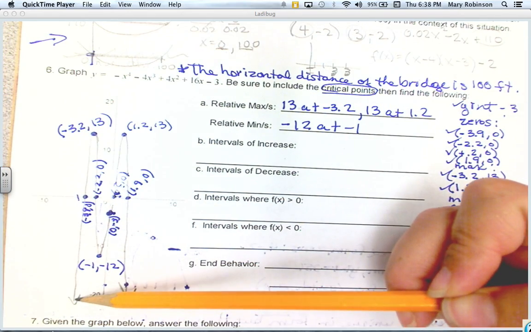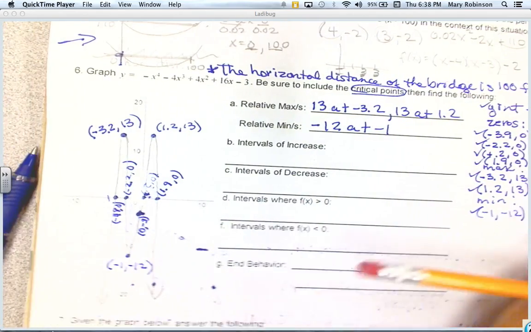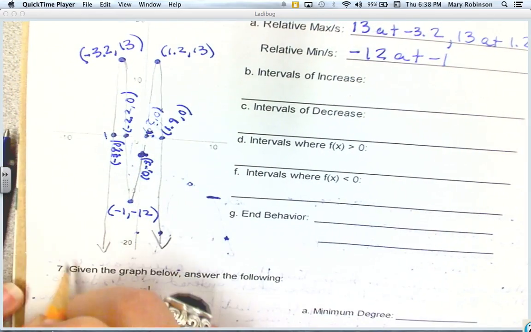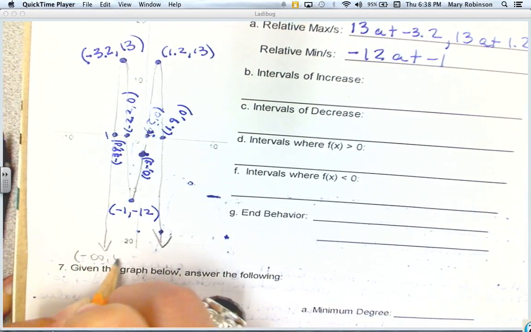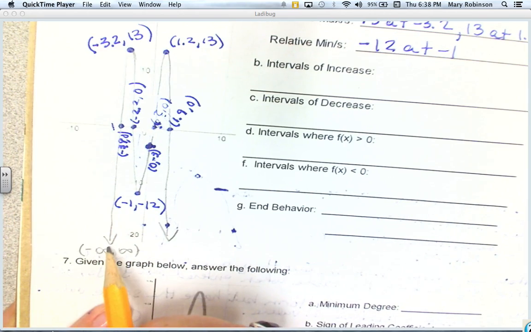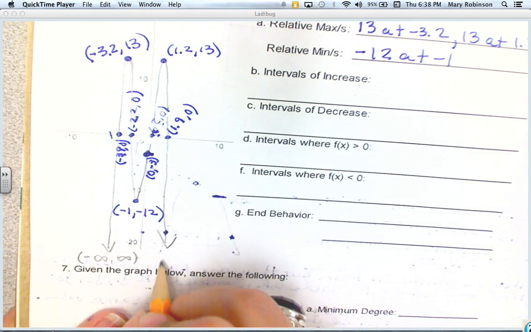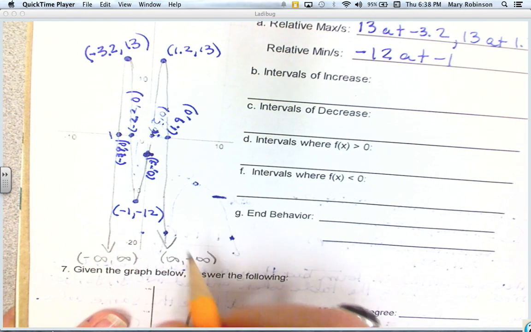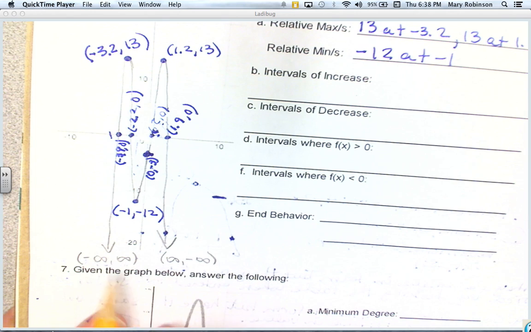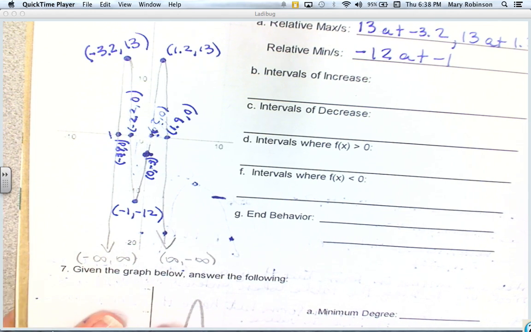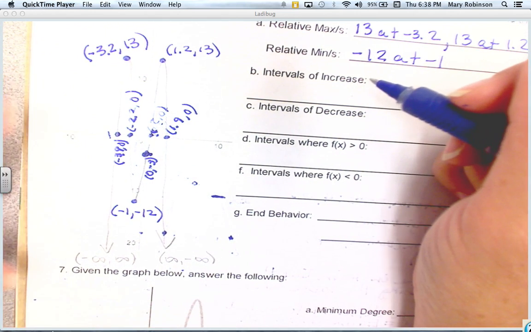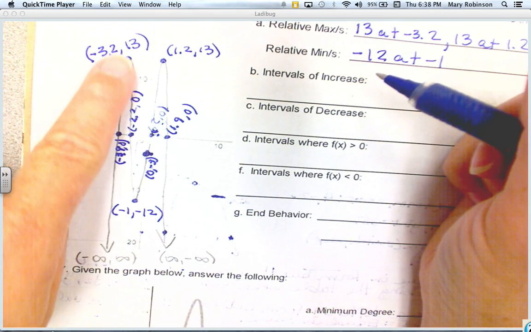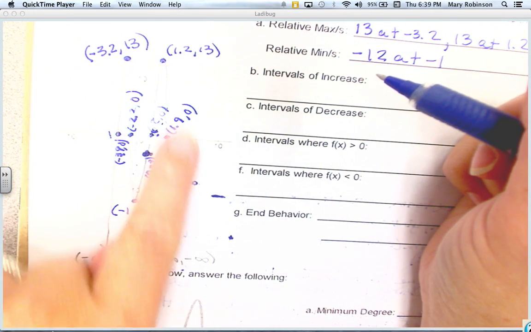So if we start left, we're actually coming from where x and y are both negative in quadrant 3, and we will end up where our x's are positive and our y's are negative in quadrant 4. So I highly recommend that you write these ordered pairs up here to help you get your intervals correct. So remember, it increases, decreases, increases, decreases.